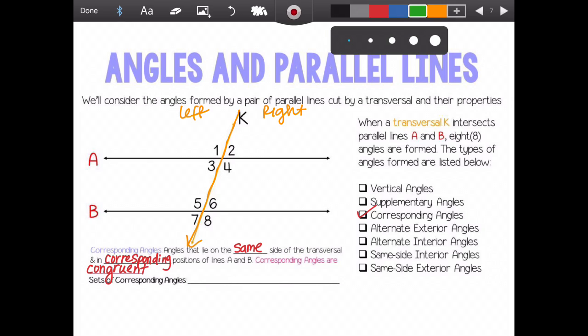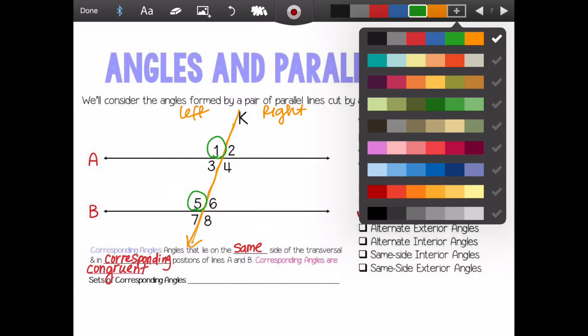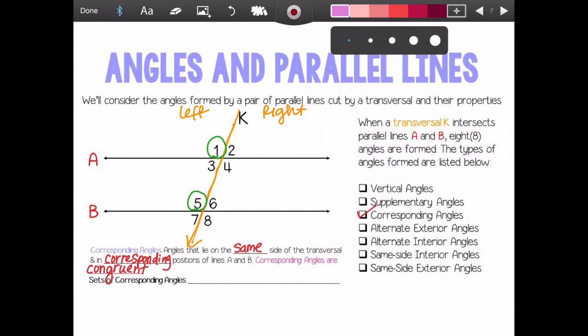So here, if I look at angle 1, angle 5 is its corresponding angle. They're in the same position. They're on the left side of the transversal, and on top of the lines, so they're in the same position. Another example could be, let me get another color here. Another example would be 3 and 7.